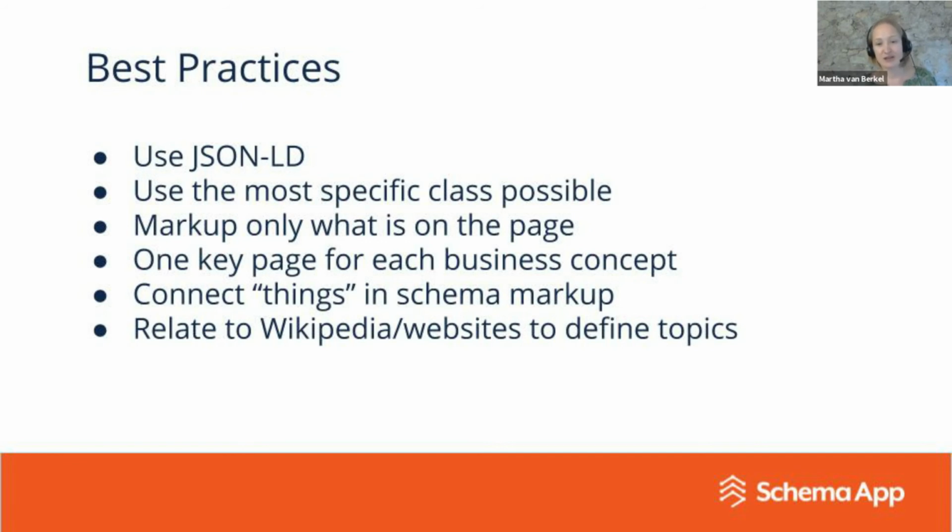The other is one key page for each business concept. I think it was John Mueller that talked about it, may have been almost a year ago, where he was saying every page should have one primary concept on it. So ideally, you might have breadcrumbs and then the main entity of the page, to use schema speak. But what is that key concept? What is the key thing that you want the search engines to understand about that page?